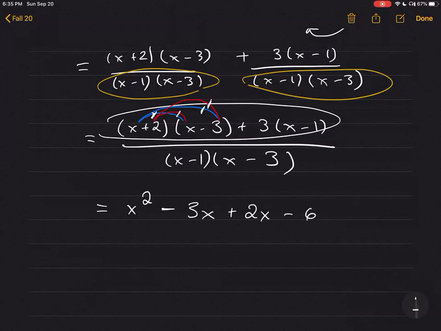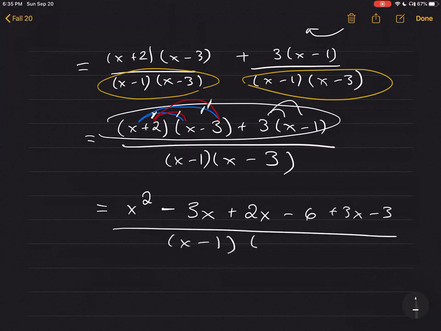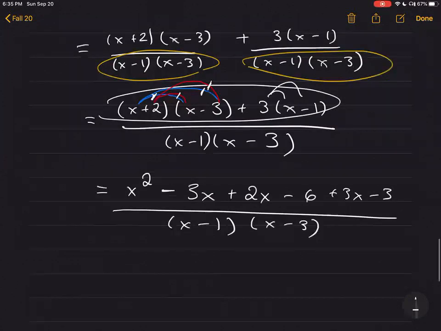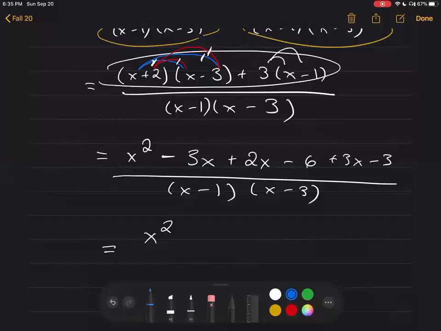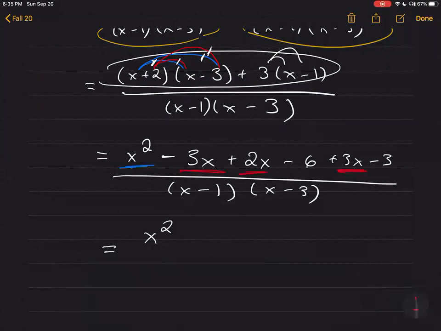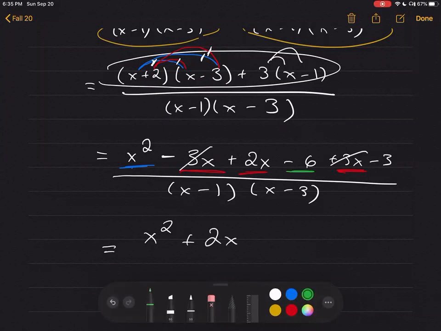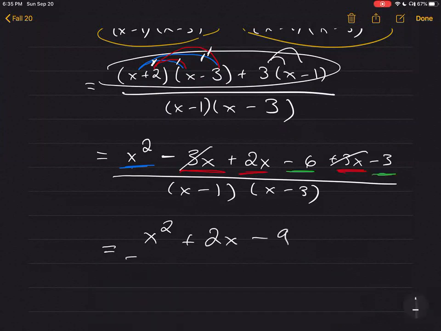And then from this one, we're going to distribute the 3 in, so we'll get plus 3x minus 3, and all of that is over x minus 1, x minus 3, and then that's going to be equal to combining like terms. There's only one x squared term, and then there's 1, 2, and then 3x terms, so we've got minus 3x plus 3x. Those actually just cancel out, so we get plus 2x, and then we've got these two constant terms, which give us minus 9 over x minus 1, x minus 3.